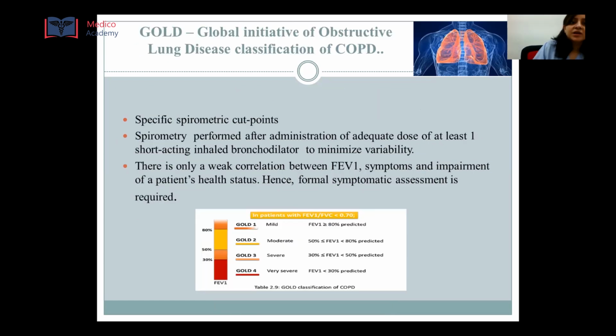The GOLD classification, the GOLD initiative of obstructive lung disease, where we've got specific spirometric cut points. The spirometry is performed after the administration of an adequate dose of at least one short-acting inhaled bronchodilator to minimize the variability. Now, there is only a weak correlation between FEV1, symptoms, and impairment of a patient's health status. Hence, a formal symptomatic assessment is a must. So these are the 4 classes of GOLD: mild, moderate, severe, and very severe.